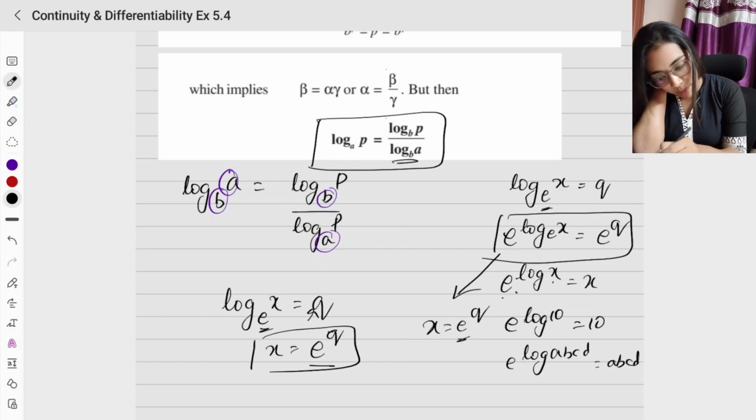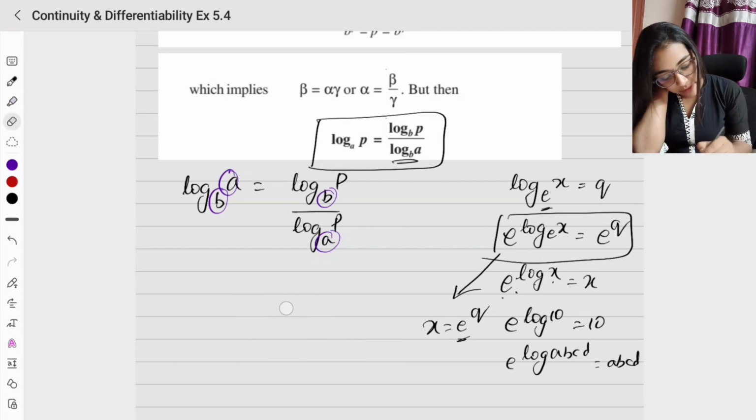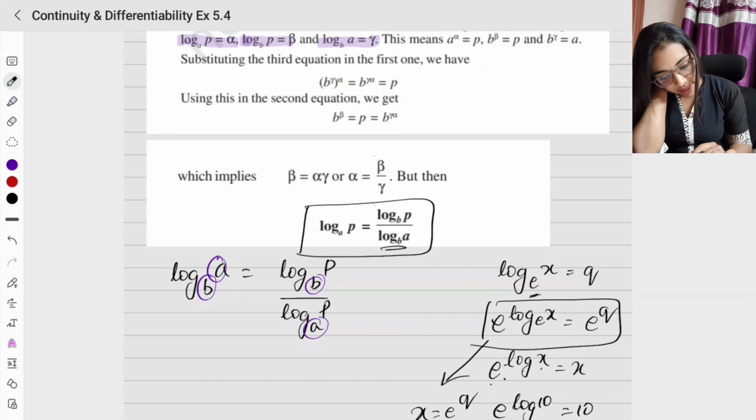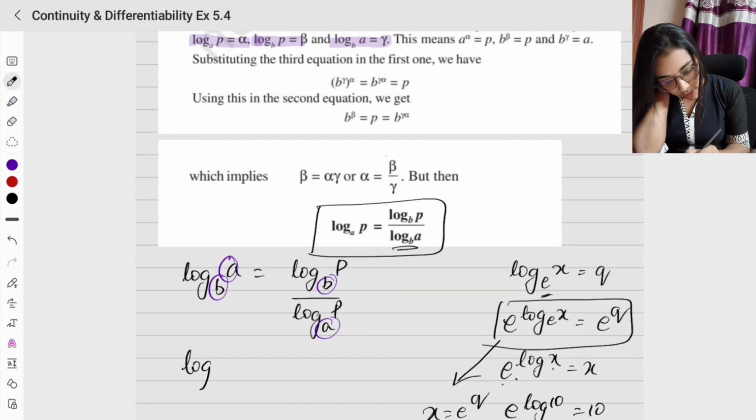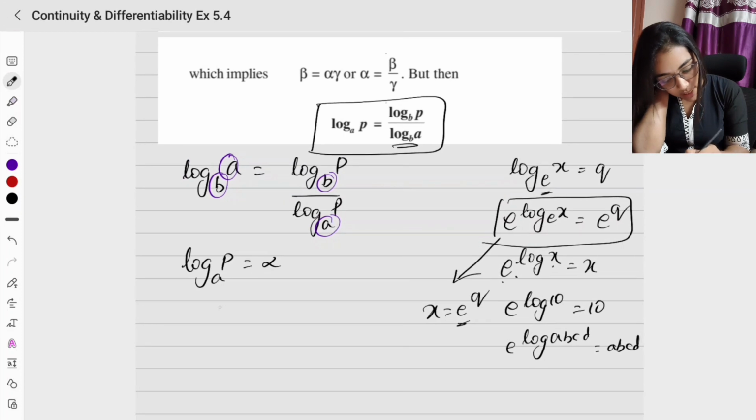So using this, what are we going to do? It is given that log p to the base a is equal to alpha. So what is my p? It is going to be a to the alpha. A here is going to be raised, correct? A to the alpha. So this is one thing.